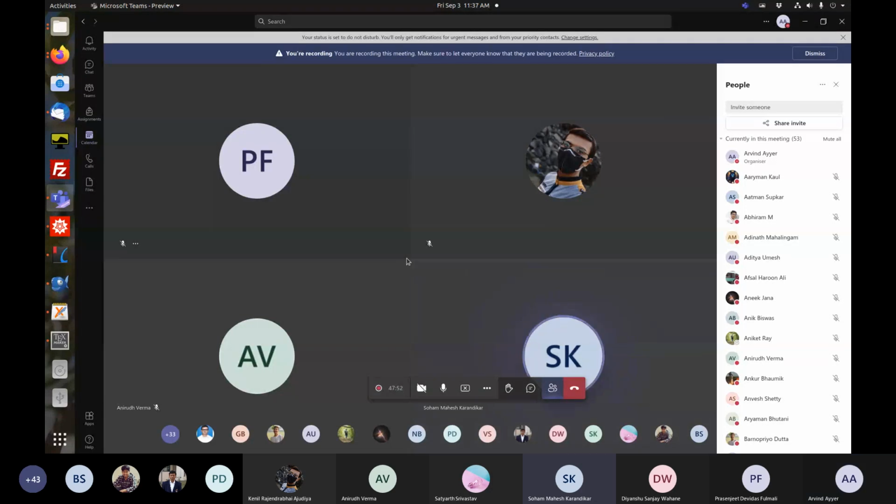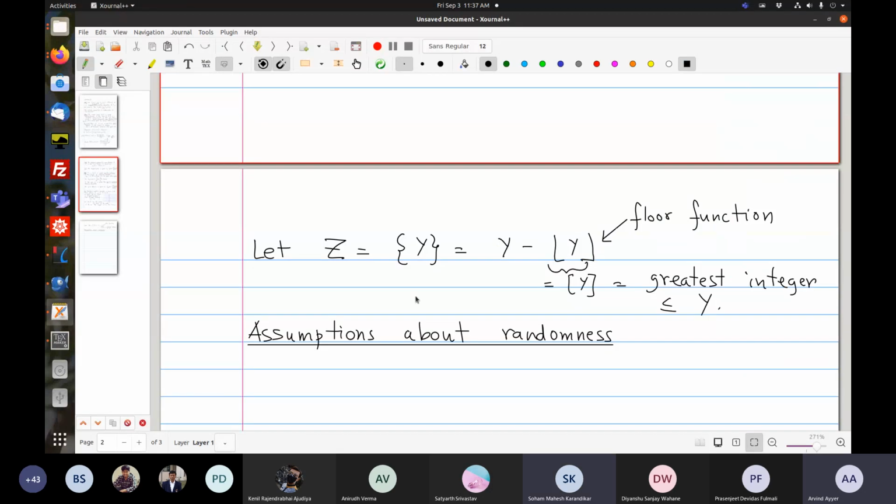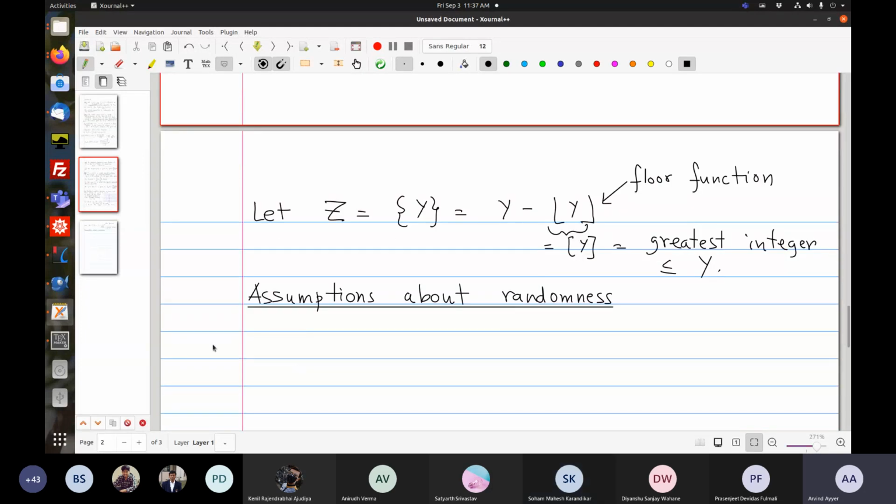So every point between 0 and 1 is equally likely, or every interval. Yes, so what's the name for that? Yes, very good. We have given a name to such things. Uniform. Yes, uniform in what? So uniform in 0 to 1. That's right. So the first assumption is that Z is a uniform 0, 1 random variable.